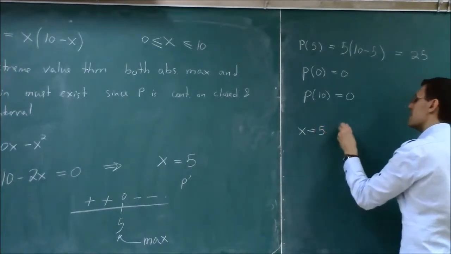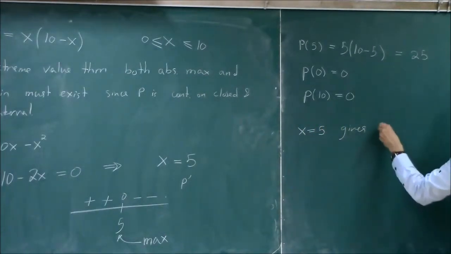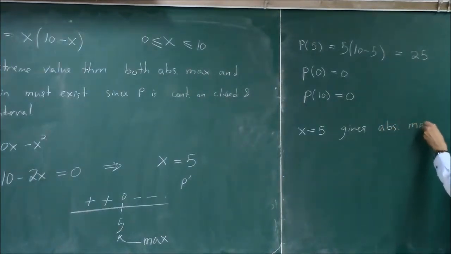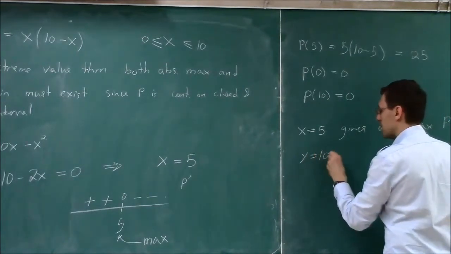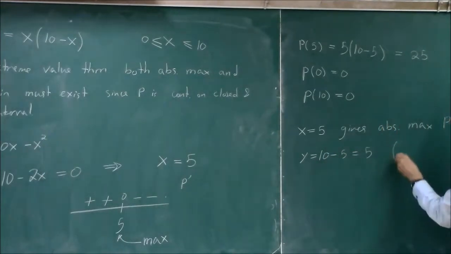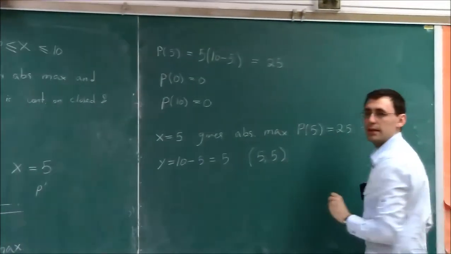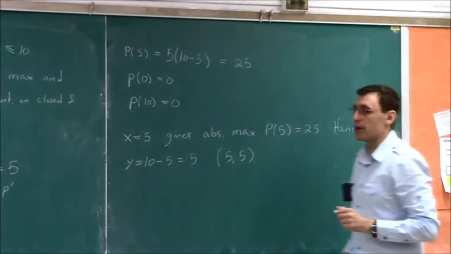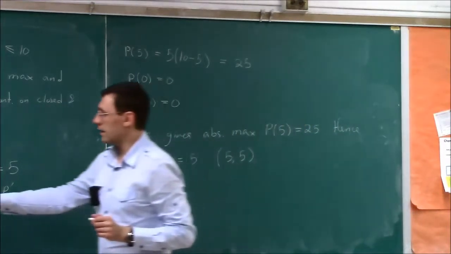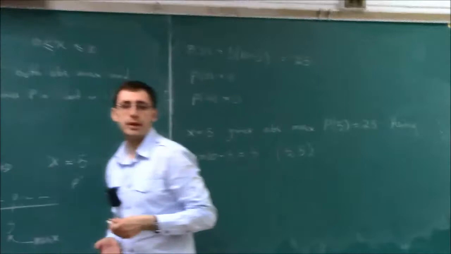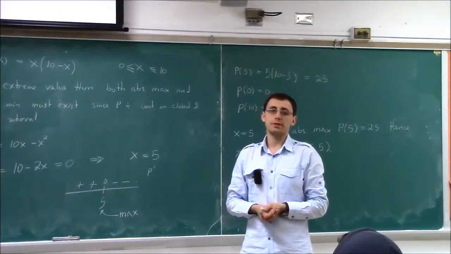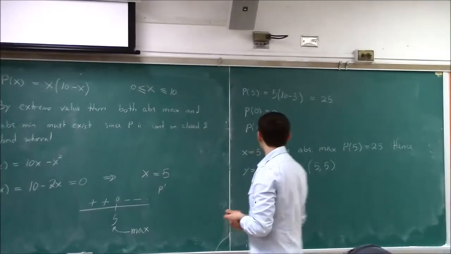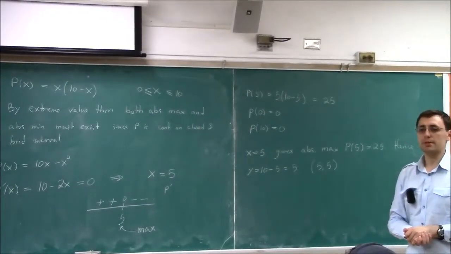X equals 5 gives the absolute maximum, where P of 5 is 25. Hence, we must have y, which is equal to 10 minus 5, also 5. We have the pair of numbers is 5, 5. That gives us the maximum. There is no pair of numbers that gives us the minimum, notice, right? So the fact is that if I don't allow 0 or 10, I can make the product of those numbers as small as I like. Okay? So this is the easiest possible optimization problem.